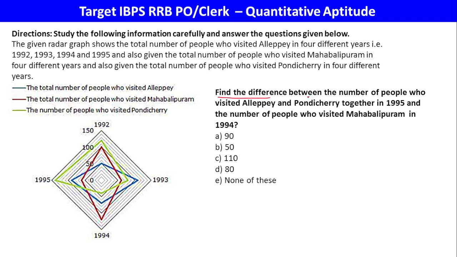Find the difference between the number of people who visited LFP and Pondicherry in 1995 together. LFP and Pondicherry together in 1995: the LFP blue line and the green line. The blue line is one less than 100, which is 90. The green is one less than 150, which is 140. The total is 230. This is the total value for 1995.